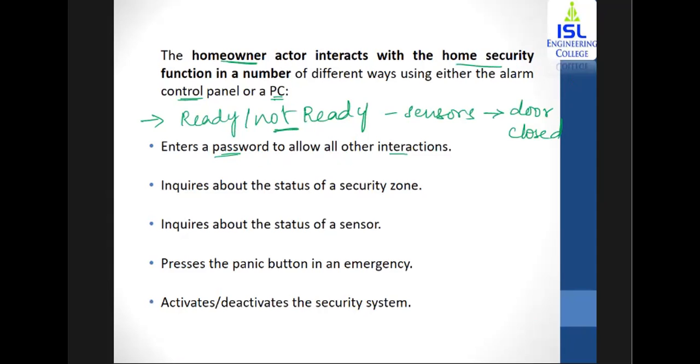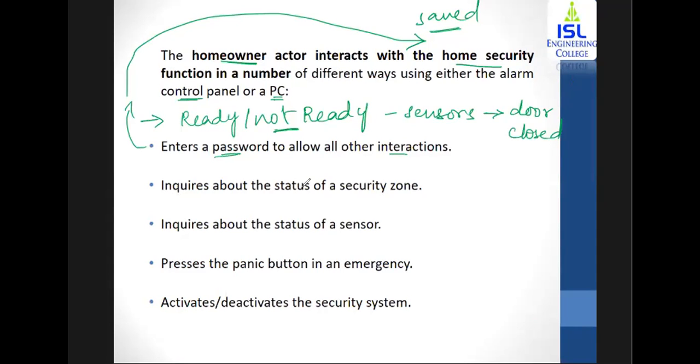Now, when he's entering the password, what is going to happen? This password is going to be checked with the one that is stored within your safe home security function. It is going to compare your password with the one that is saved. If the password that you have entered matches the one that is saved within this safe home security function, then you're going to be able to make any other interactions. If you enter an incorrect password, then it is going to beep once or reset itself. So that is the second step. The next one is inquires about the status of the security zone.